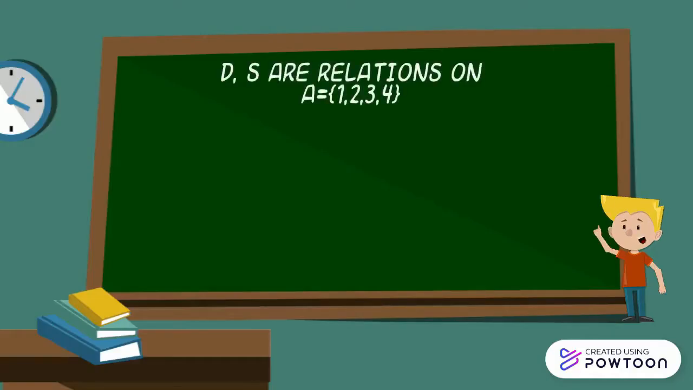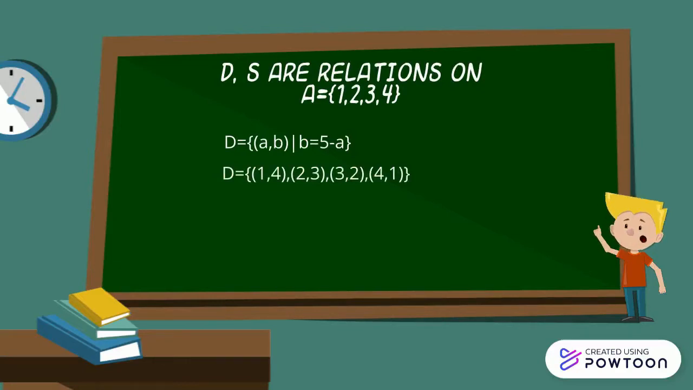Given D and S are relations on A = {1, 2, 3, 4}. Set D is (a, b) only if b equals 5 minus a. From this formula, we can get 5 minus 1, which is a, equals 4, which is b. And it continues until we use as many numbers in the relation on A as we can.